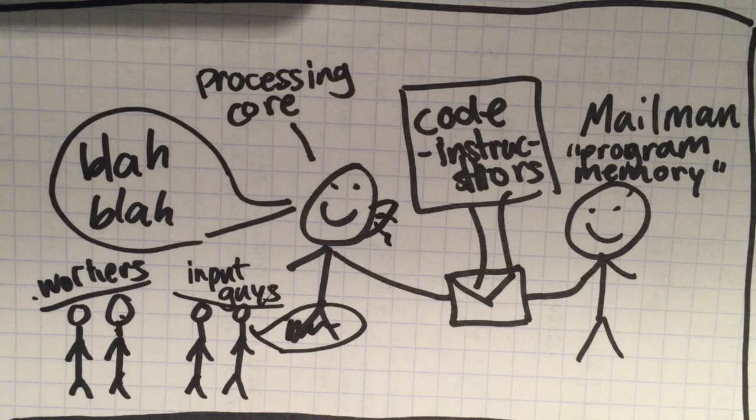So to recap, every time you turn on your microcontroller, the mailman or the program memory comes and gives the code with the instructions of what to do to the processing core, or Bob in this diagram. Bob then tells the output guys, or the workers, what they should do with that information. However, at the same time, the input guys are also telling the processing core, or Bob, their information, which then Bob can decide what to do with, and again, tell the output guys what they should do.